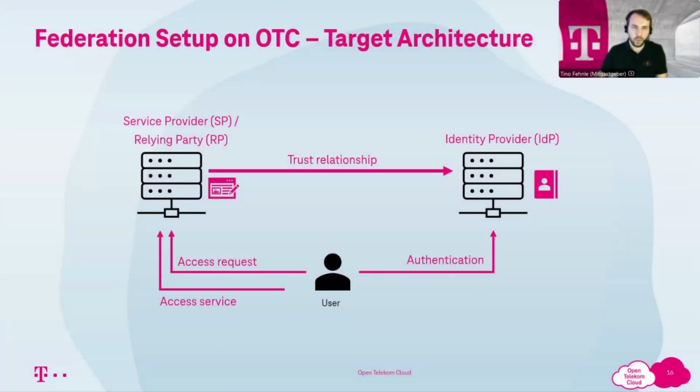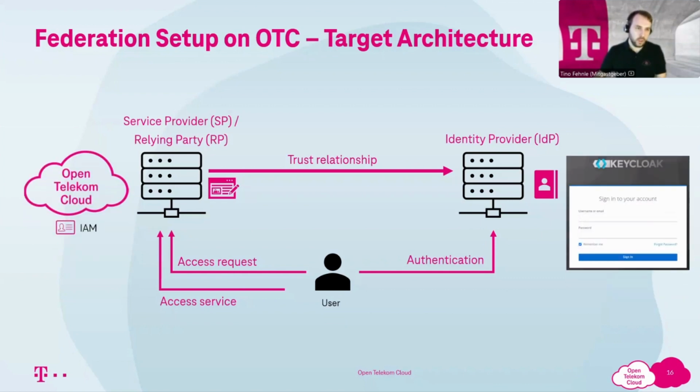Basically, you may remember the slides I showed a few seconds ago. What we now want to have as a target architecture is that OTC will act as a service provider, and we use a tool called Keycloak, which will serve as our identity provider. Keycloak is an open source identity and access management solution, used as an example here, but you can use any tool that supports SAML or OpenID Connect. So what I will do now is switch to my browser to set up the connection.